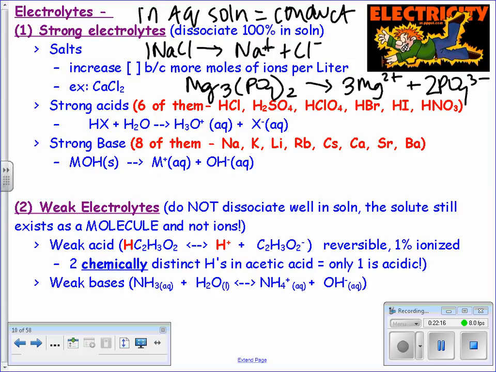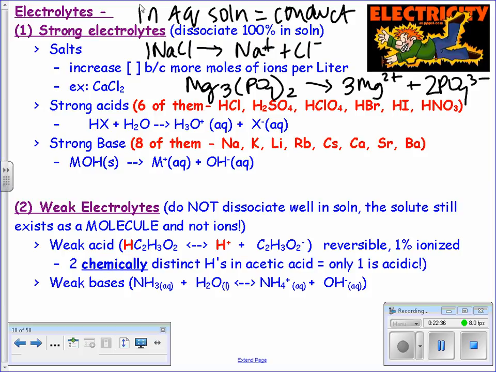2 PO4 3 minus. So there's 3 magnesium ions and 2 phosphate ions, because phosphate ions are their own polyatomic ion family. Do not break them up. There'll be a home record, right? So how many moles of ions am I making? 5 moles of ions. So this would be a very strong electrolyte if the phosphate dissolved all the way. We're going to learn about solubility rules a little bit later.